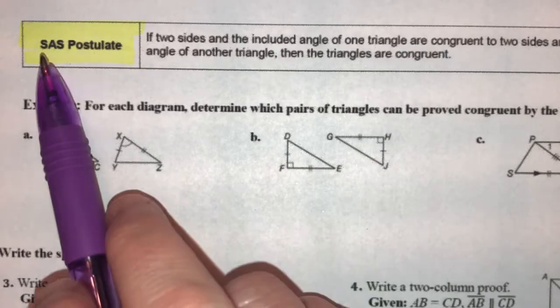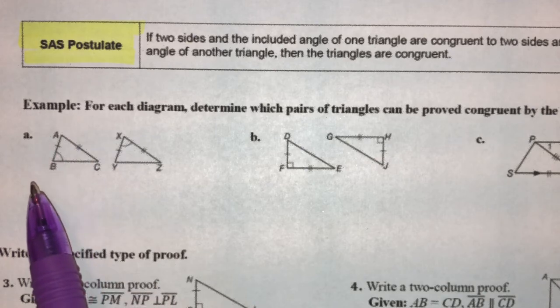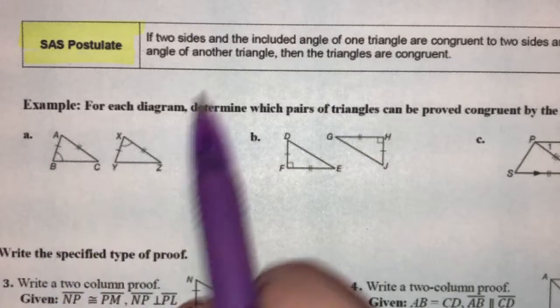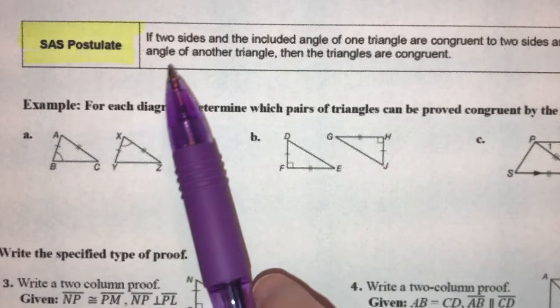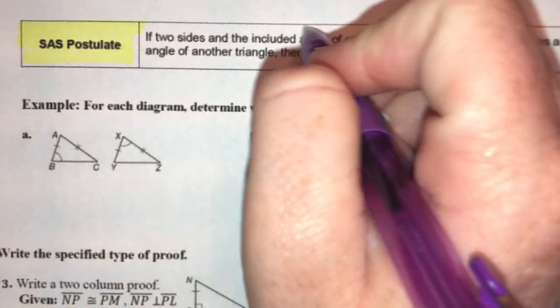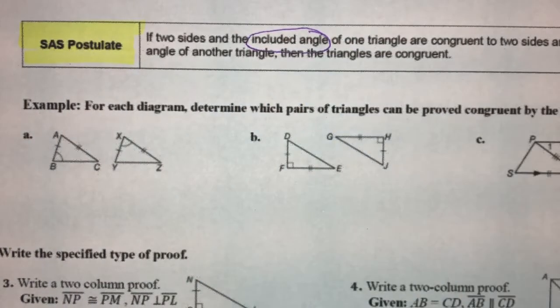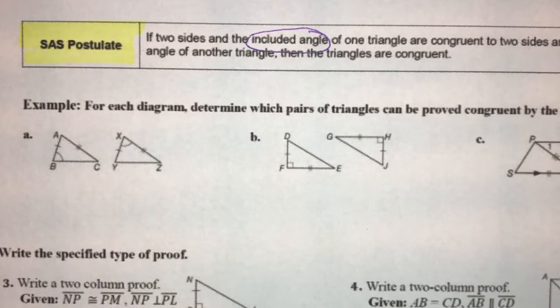Another shortcut is called the SAS Postulate. This stands for side, angle, side. So you can read it here. This page is in the folder that you're watching this video in. I have 2 sides and the included angle, we're going to talk about what that means, of a triangle congruent to 2 sides and the included angle of another triangle. Then we know the triangles are congruent. Okay, so what does that mean, the included angle?